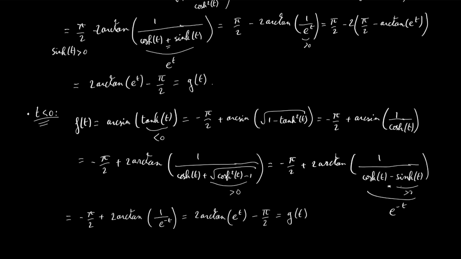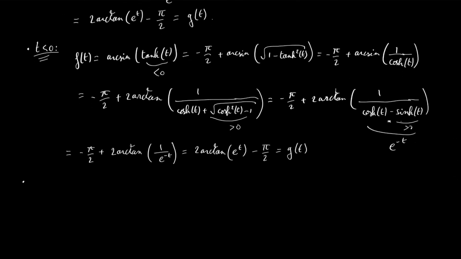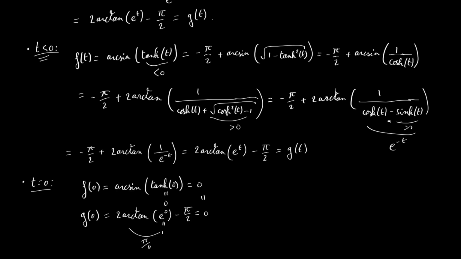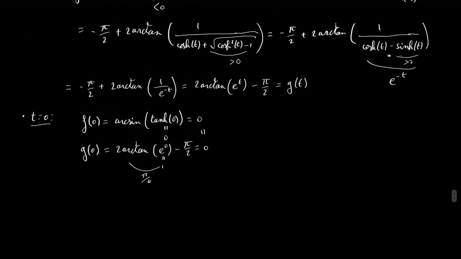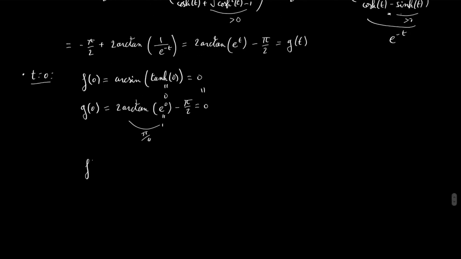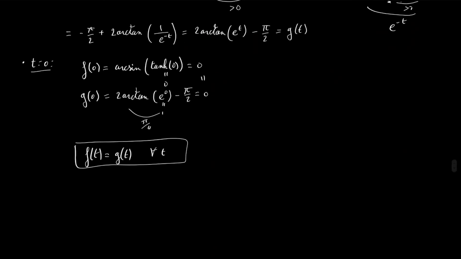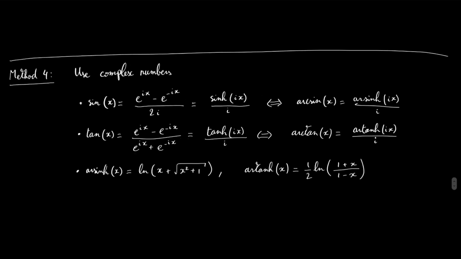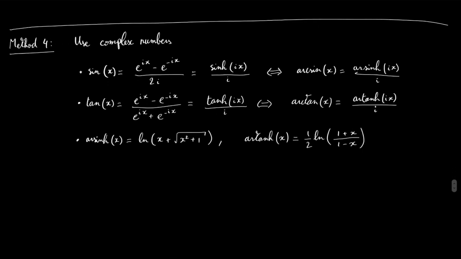g of t. And of course, we shouldn't forget the third case, in which t is equal to 0, but we already know that f of 0 is equal to g of 0. So in conclusion, we have f of t equal to g of t, whatever the value of t is.